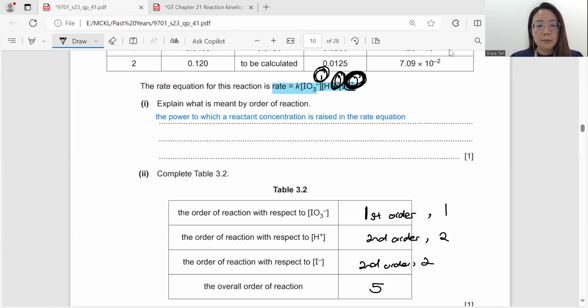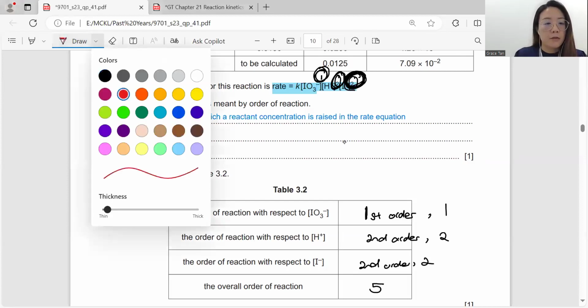I would like to add on how to find the units of the rate constant, even though it's not asked in this question. I'll just use this exercise to help you find the unit for your rate constant.